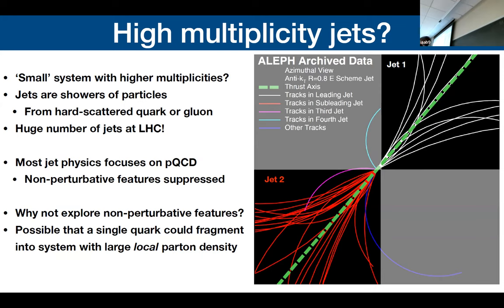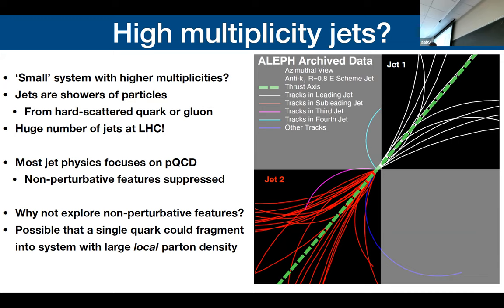Is there a smaller system with high multiplicity that is not a proton-proton collision? We thought, well, in this LEP data, we had these jets, which are these showers of particles that come from other quarks breaking up. And we have tons of these jets at the Large Hadron Collider. They're just made very, very easily at the Large Hadron Collider.